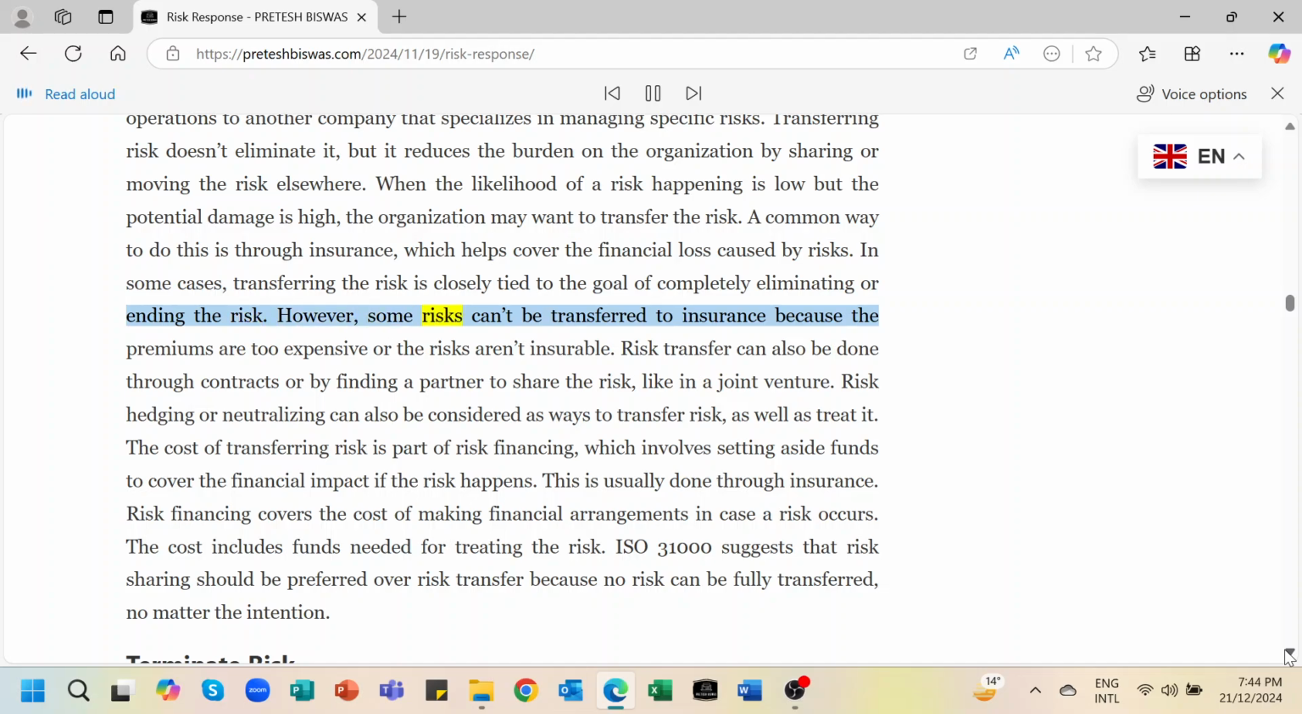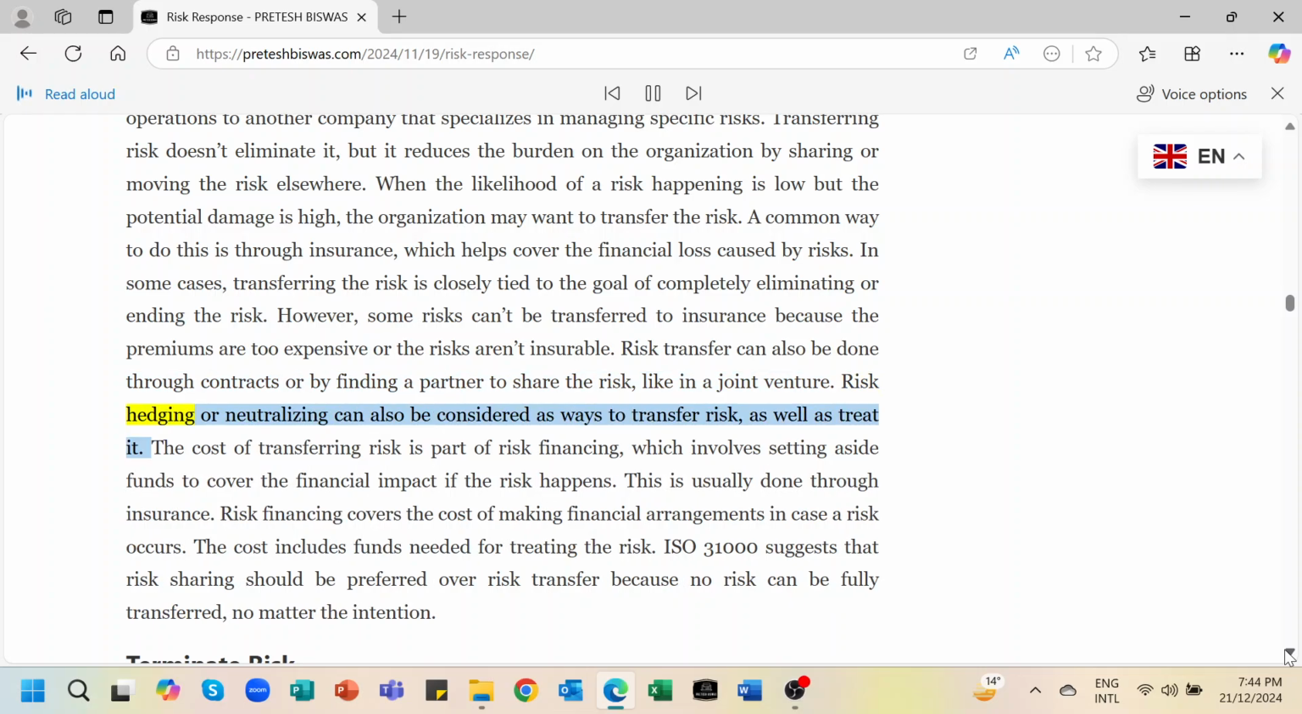However, some risks can't be transferred to insurance because the premiums are too expensive or the risks aren't insurable. Risk transfer can also be done through contracts or by finding a partner to share the risk, like in a joint venture. Risk hedging or neutralizing can also be considered as ways to transfer risk, as well as treat it.